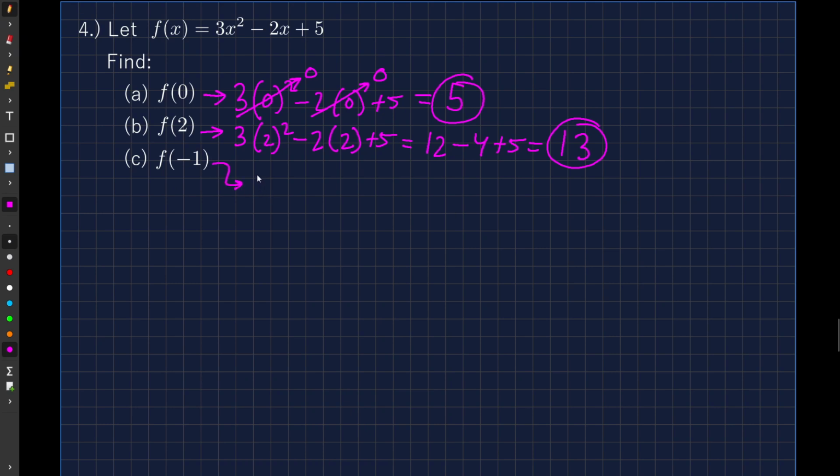And so ending things off, if we evaluate this function at x equals negative 1, then that will be 3 times negative 1 squared minus 2 times negative 1 plus 5. Since negative 1 squared will simply equal positive 1, this will come out to be 3 plus 2 plus 5, which is equal to 10. And that's that problem solved.